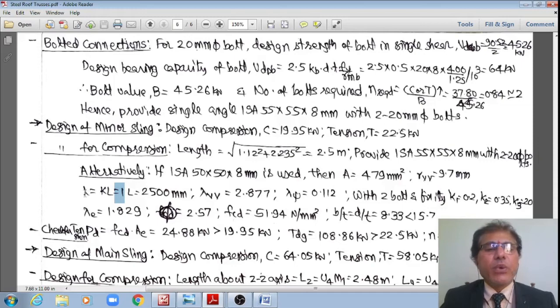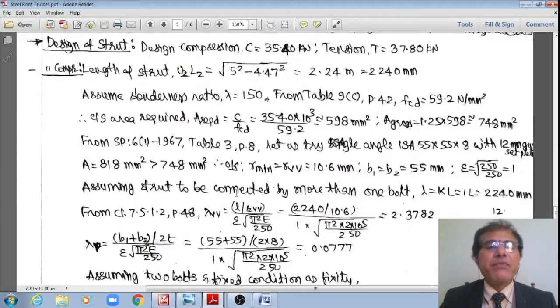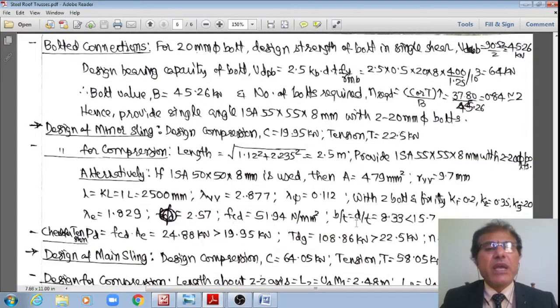Therefore, the effective length of this member is equal to 2.5 meter or 2500 mm. Therefore, the slenderness ratio about the VV axis is equal to 2500 divided by 9.7. It works out, say, this lambda VV given by this formula L by r VV. Therefore, 2500 divided by 9.4 divided by epsilon multiplied by square root of pi square multiplied by 2.5 divided by 250. It works out, say, a new value as 2.877.